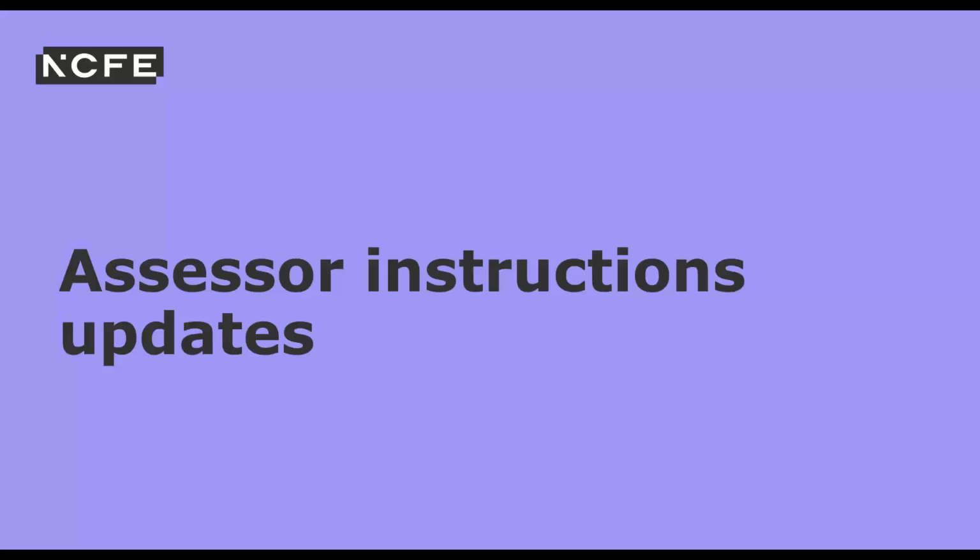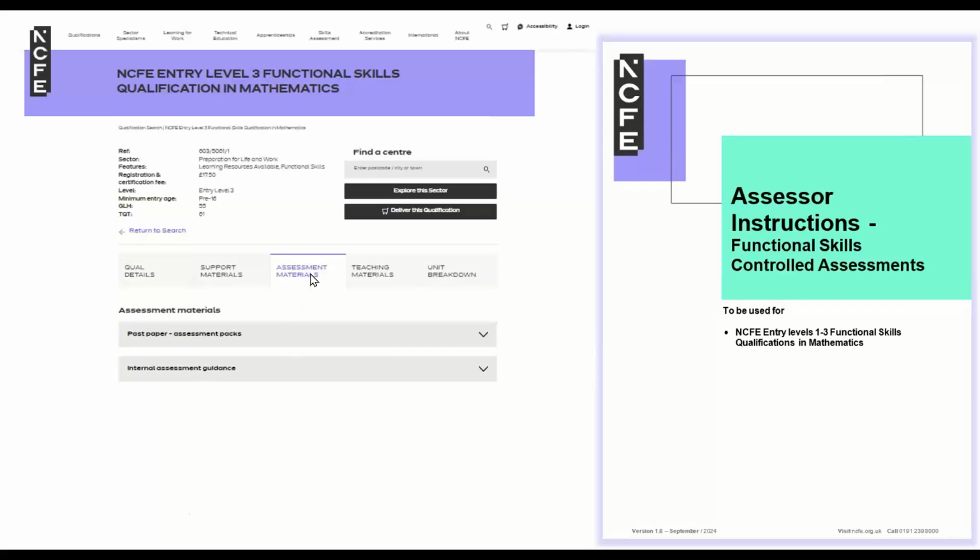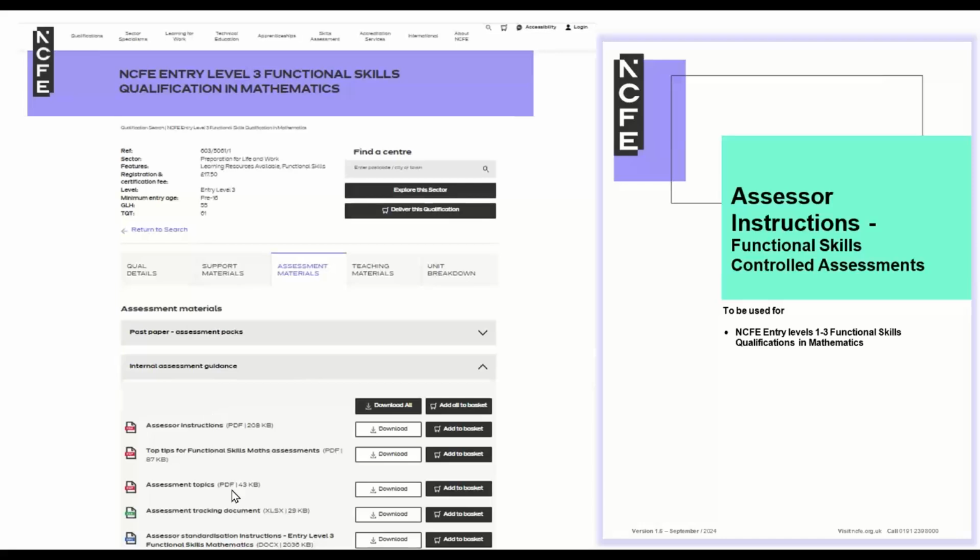The assessor instructions have been updated and they're available from qualification pages. So we'll take a look at the main assessor instructions updates. You'll find the assessor instructions for functional skills controlled assessments on the qualification pages within the Assessment Materials tab. If you click on Assessment Materials, then click on Internal Assessment Guidance, you'll see a drop-down of further useful documents, and it's these assessor instructions. You can download the PDF direct from there.